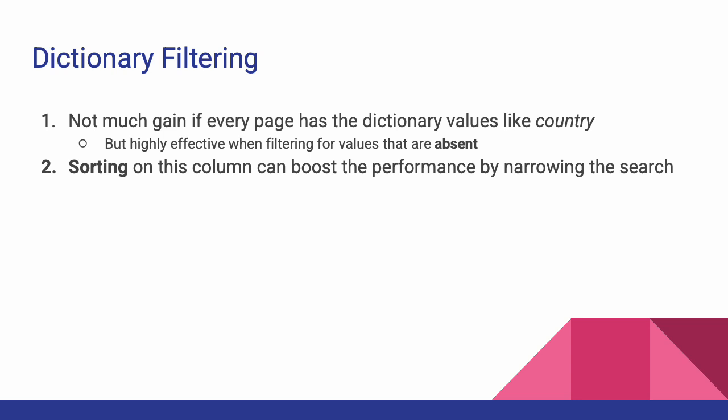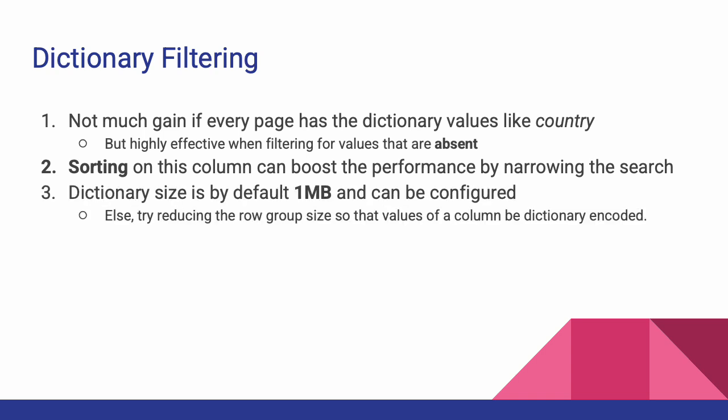And one way to enforce this is by ordering your data set on this column. So if a lot of queries are running a filter condition on the country, you can choose the country to be one of the sorted columns, just like what we did for user ID column a few slides back.